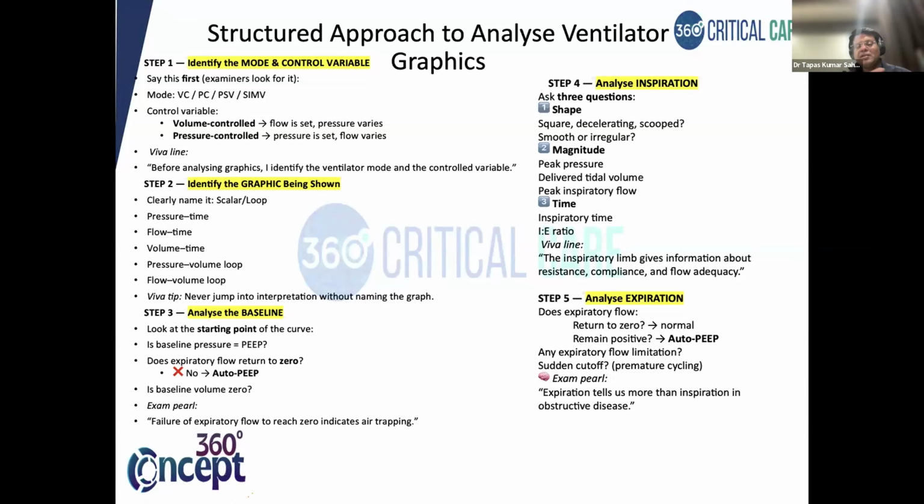I have shown you the picture in the 3rd or 4th slide where you get the trigger, then the target, and then the cycling. So cycling may also be one of the troubleshooting points for you. Expiration tells us more than inspiration in obstructive disease. Inspiration would be more informative for the compliance problem, like the ARDS problem.